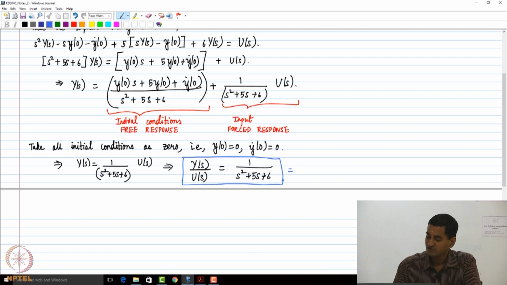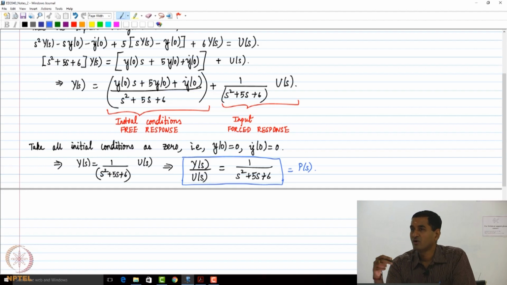This is the plant transfer function, or the system transfer function P of s, for this particular system. Please note that I'm doing all the steps once again so that we recap. But from here onwards, you would be able to follow these steps.